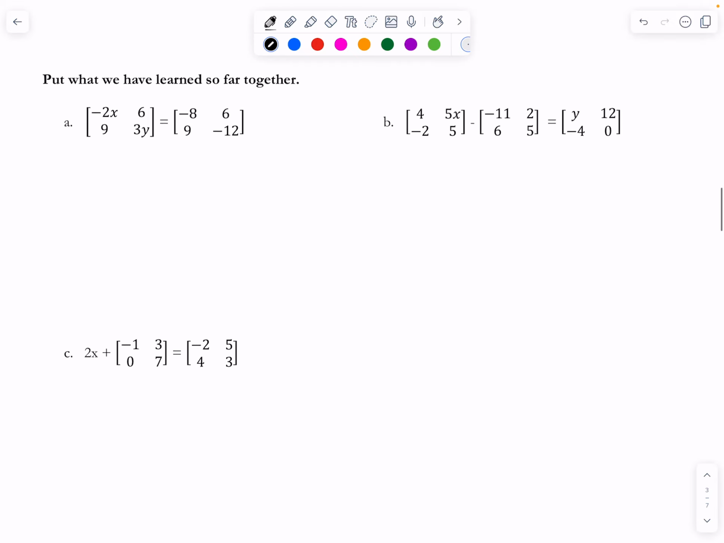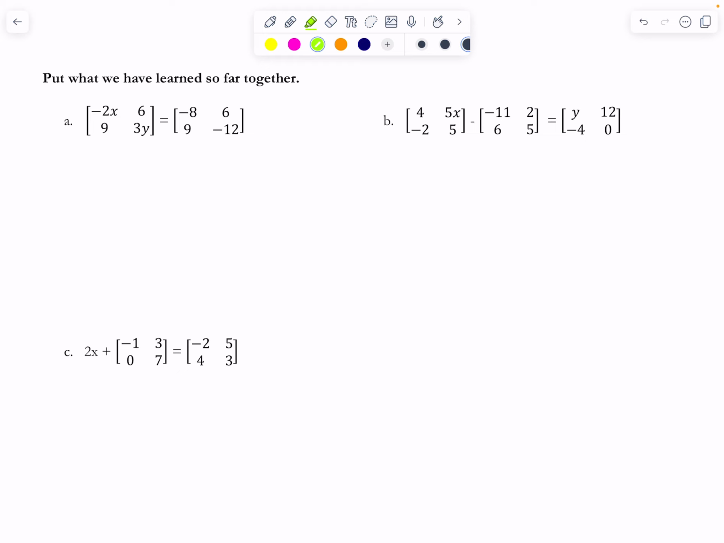Okay, so I'm going to do part A here to put some things together that we've done. I'll do C as well. So when you look at part A, you can see that they're both 2 by 2 matrices. So if I wanted to solve for these unknowns, I can set -2x equal to -8. And then I can also set 3y equal to -12 to solve for x and y. So let's do that. And then 3y equals -12. So x is equal to 4 and y equals -4.